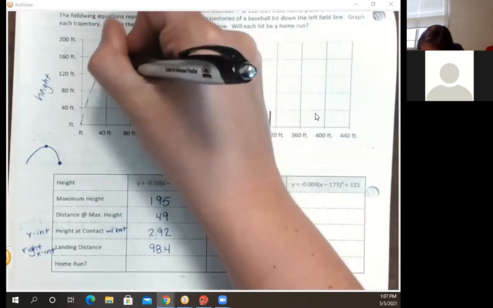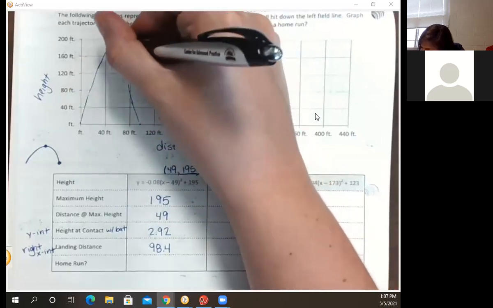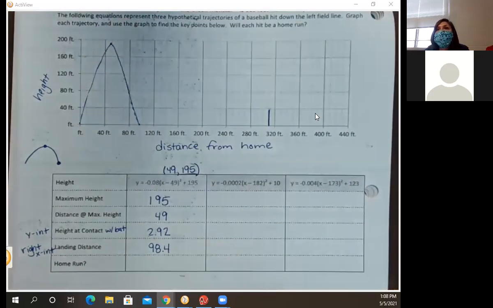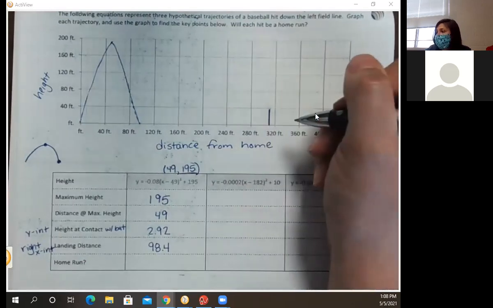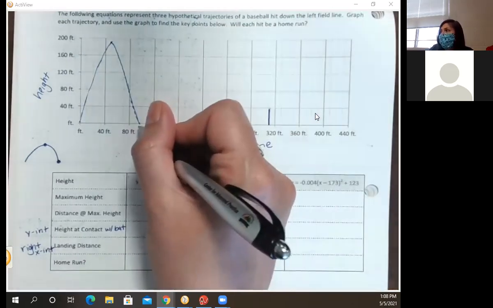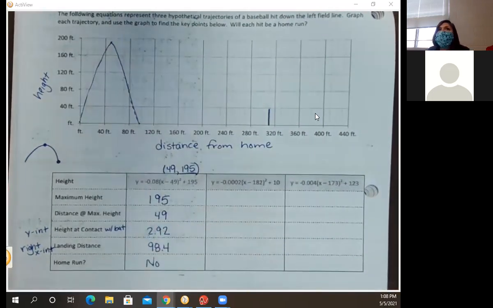And then as I kind of sketch this in, this is the path that my ball takes. I hit it really high up in the air, but it doesn't go very far. Is this ball going to make it over the wall? Here's the wall. No, we're going to hit the ground well before, right? So home run, no. I can't guarantee that this would be a home run.